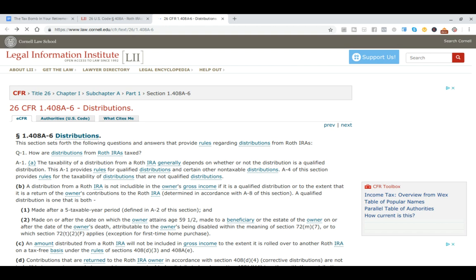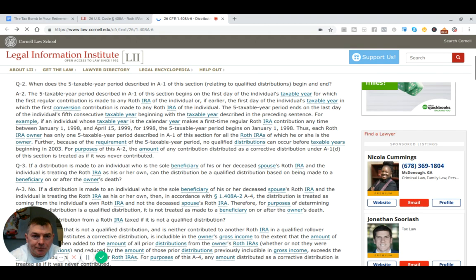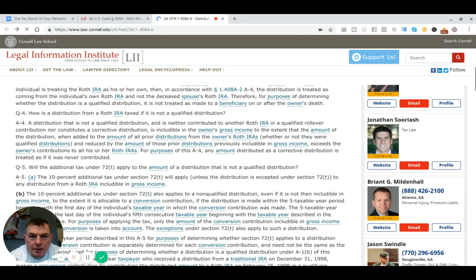So the 1.408A-6 for distributions is what we're talking about here for the IRC code. So I wanted to show you something here.